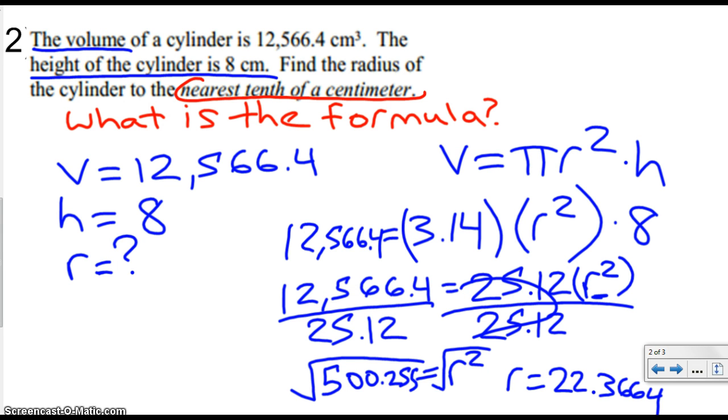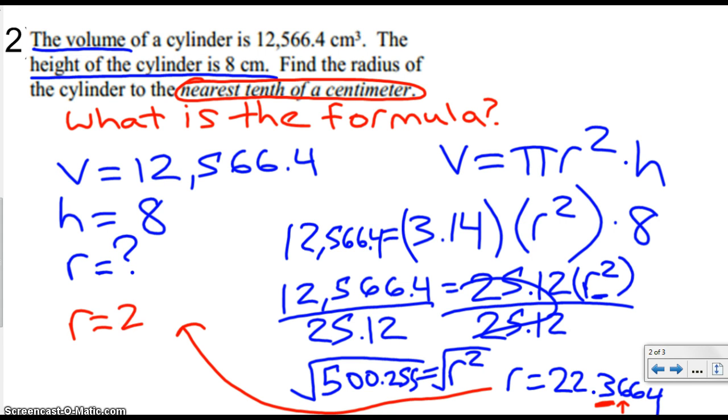The nearest tenth of a centimeter. Where's the tenth place? Think it in your head. Right there, it's the 3. What am I using to round it? The 6. So I'm going to have to round it up. And my final answer is 22.4. And that's how you do a Regents problem.